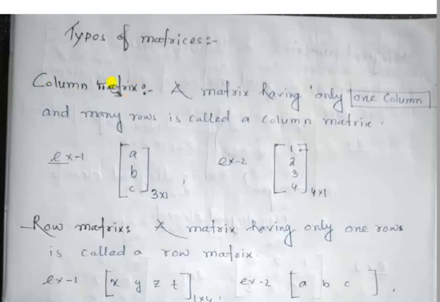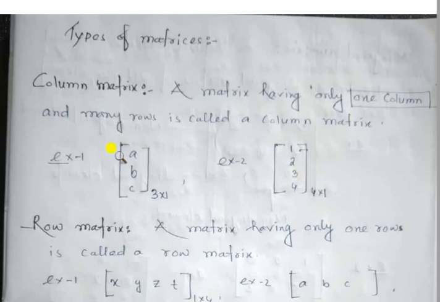So if a matrix has only one column, then the matrix is called a column matrix. Suppose we consider this matrix, and only one column is contained here. So we call this matrix a column matrix. Similarly here, this is only one column, so this is a column matrix.